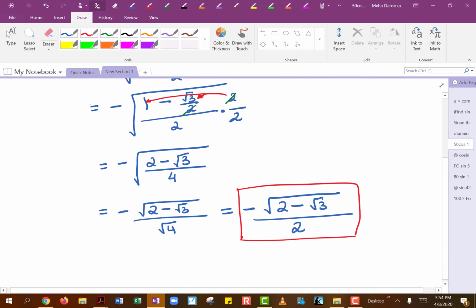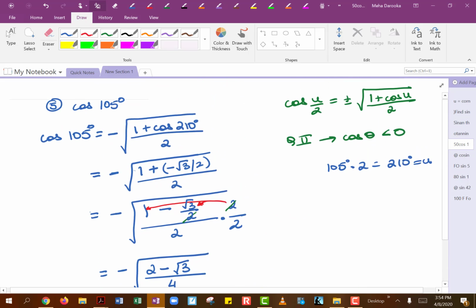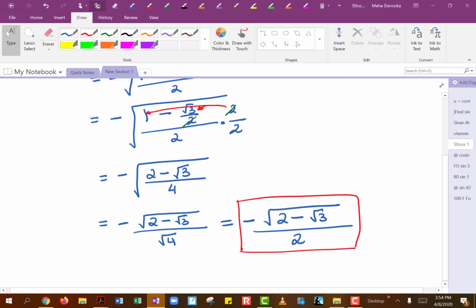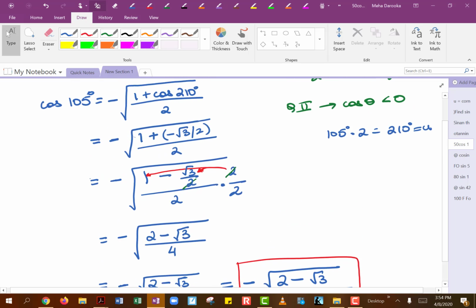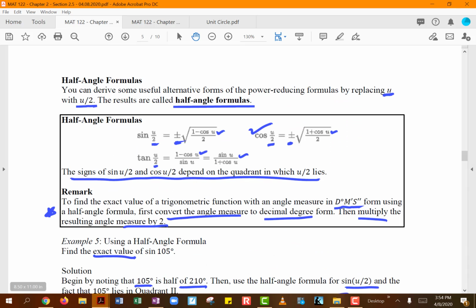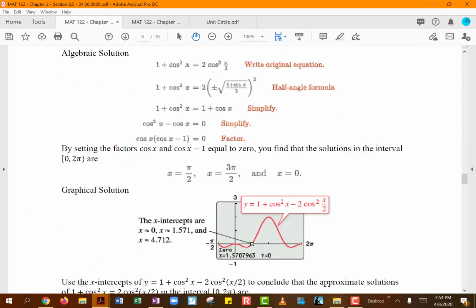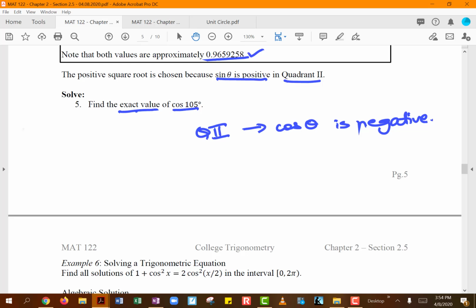So just be careful. Take each step slowly and you will be able to simplify these examples, or at least find their exact value like we were doing here in this example. Okay, so this guy was problem number 5. There we go.